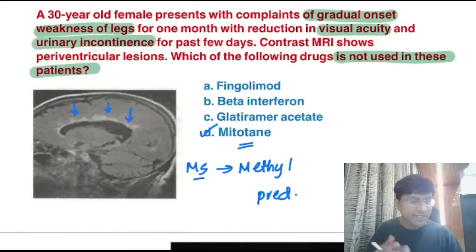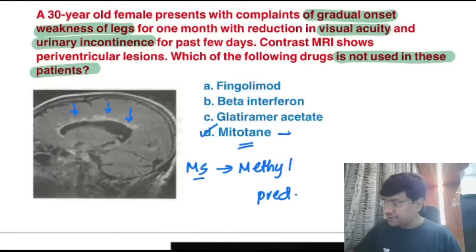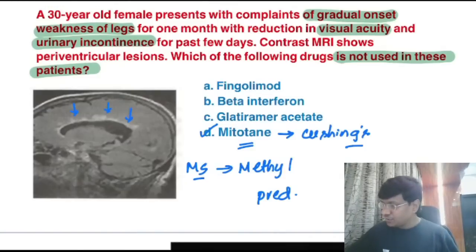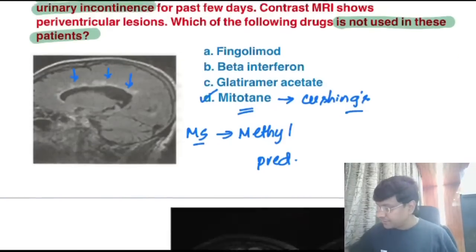Now, can anyone tell me in which endocrine disorder mitotane is being used? Mitotane is that particular drug which is used in the treatment of Cushing's syndrome. In Cushing's we use mitotane. So this is a very important point, please remember this. Now we'll move on to the next important image based question.